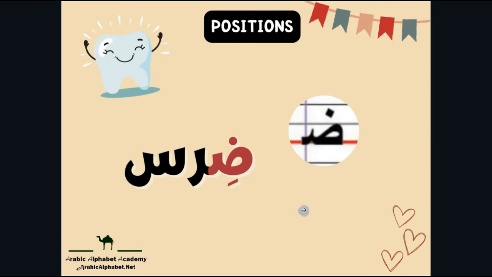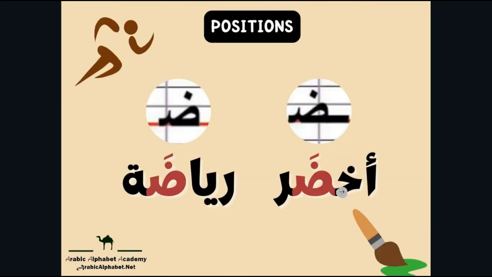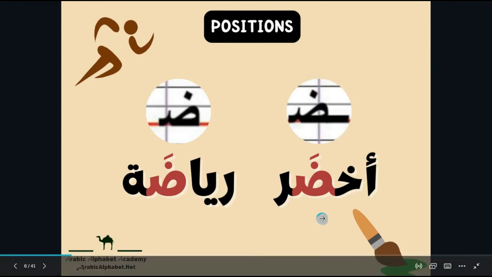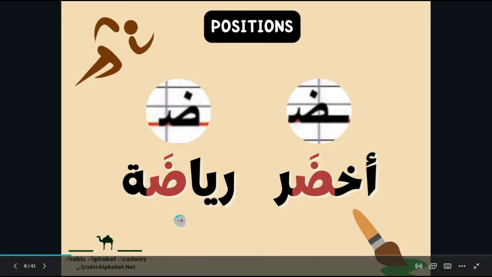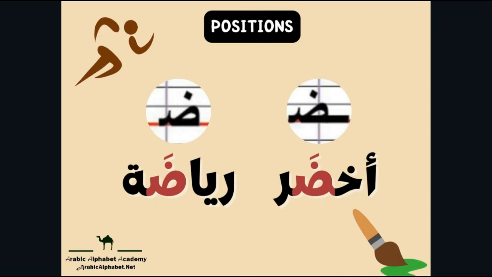Now, what about the positions and forms? First of all, in the beginning of the word, as we see, we eliminated the curve that is under the line. We have the example ضرس, a tooth. In the middle of the word, we have two cases. First, with extension before it, like in the word أخضر, it means green, the color green. Or without extension, here we have رياضة, a sport.